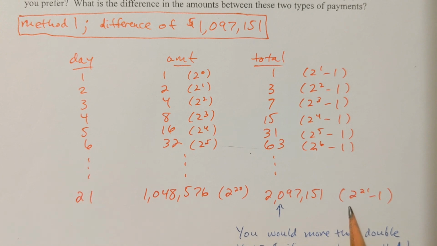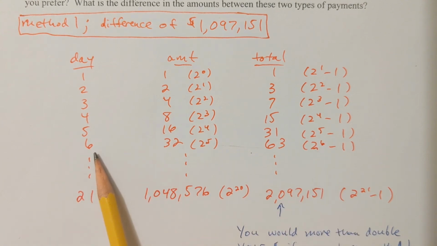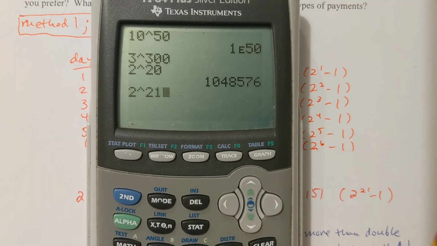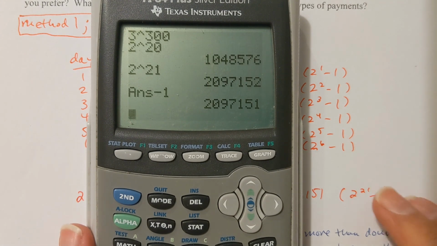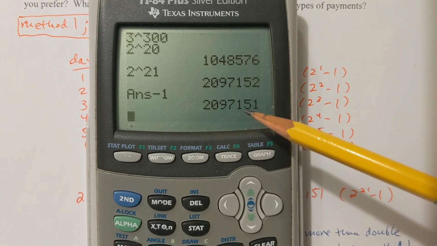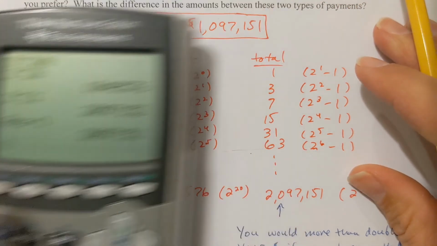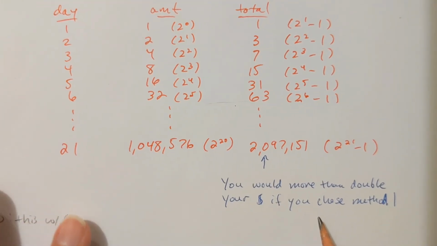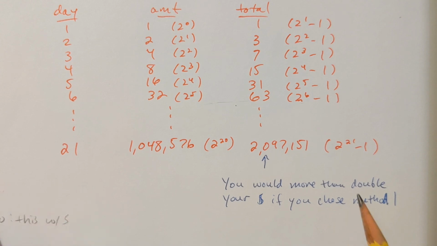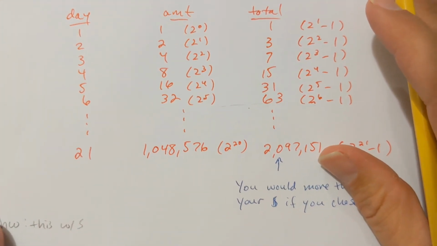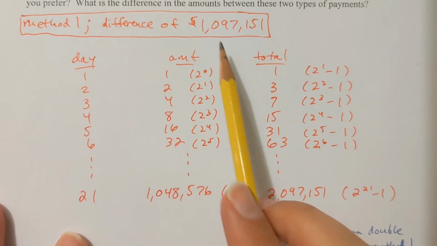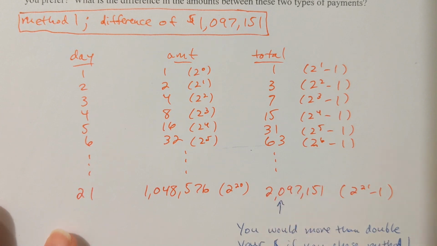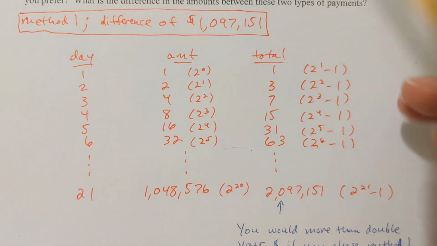Okay, so basically I'm going to take what would be 2 to the 21st minus 1. Okay, and if I type in 2 to the 21st power minus 1, here's what I get. $2,097,151. Okay, so you would more than double your money if you chose method 1. So method 1 is going to be by far the better method there. Okay, that'd be a difference of $1,097,151. So if I subtract $1 million from this amount, that's what I'd get.